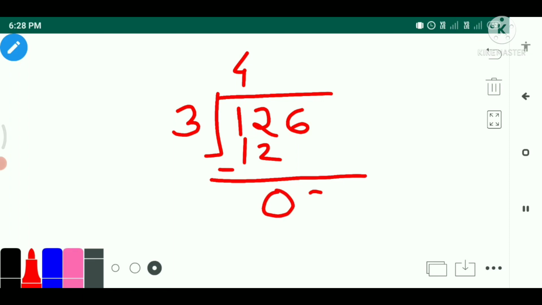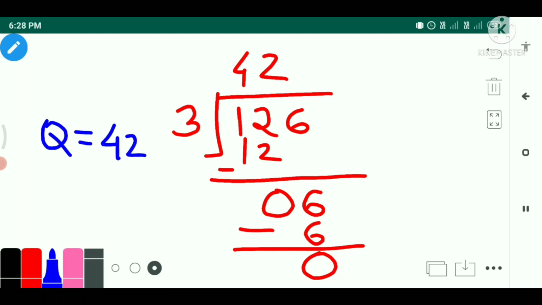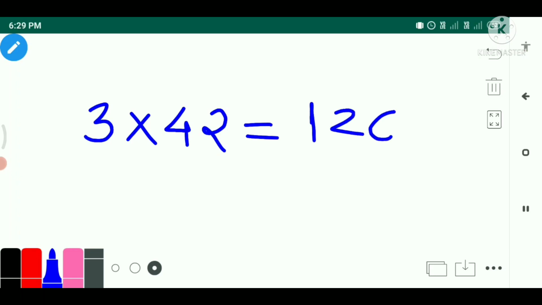Now this 6, it will be here. Now 3 2s are 6. Again we'll subtract and we'll get 0. So now our quotient is what? 42, and our remainder is what? 0. So as our quotient is 42, so we can say that if we multiply 3 with 42, we'll get 126.